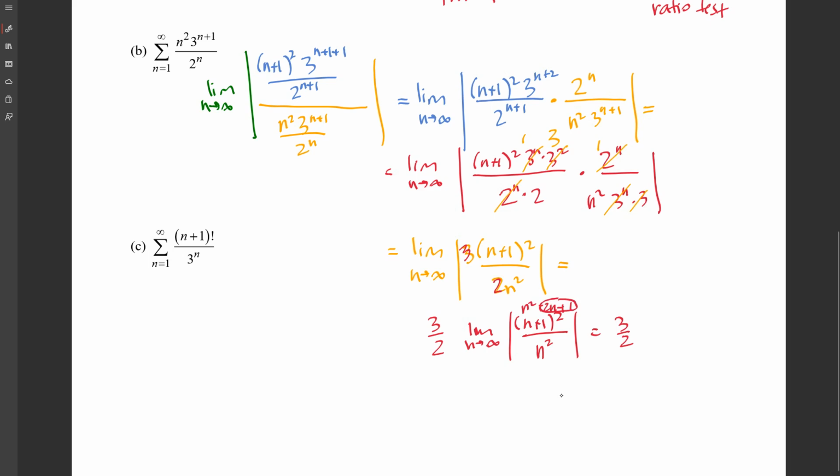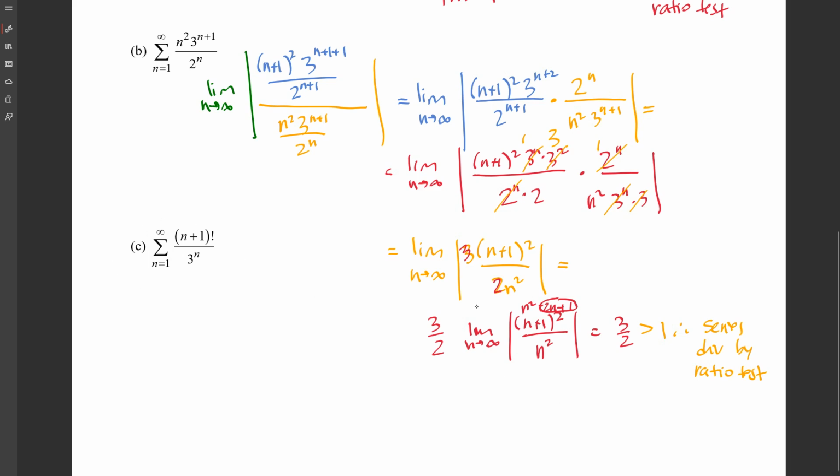You compare this number to 1. 3/2 is actually greater than 1, so therefore this series will diverge by ratio test. All right? Okay, let's look at the last problem here for ratio test.